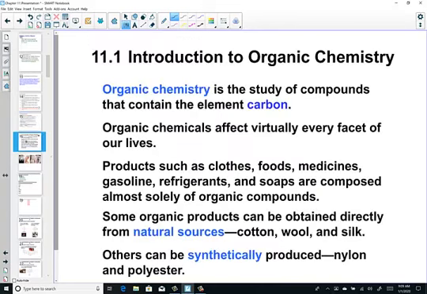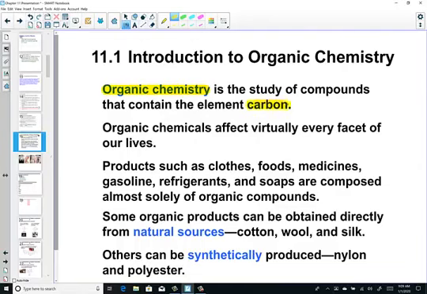So, with our note packs in hand, let's begin our first section, 11.1, Introduction to Organic Chemistry. And you'll notice your note pack is simply asking you to fill in some blanks, record some notes, draw some structures, and do practice problems with me together. So in our first introduction section, we define the term organic chemistry. It is the study of compounds that contain the element carbon.